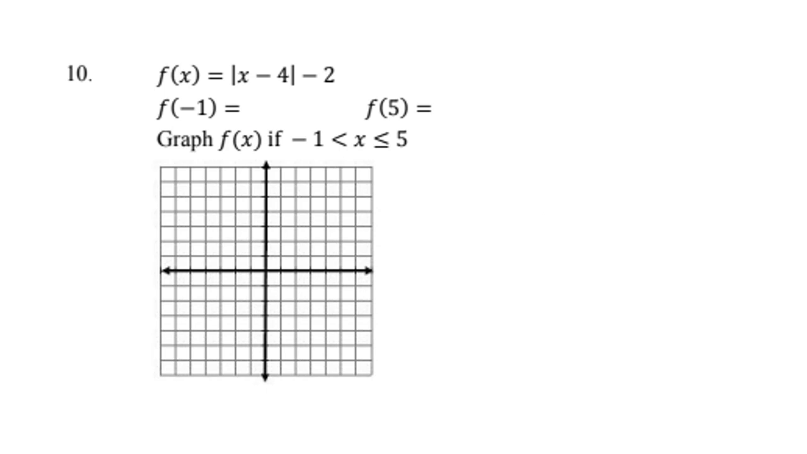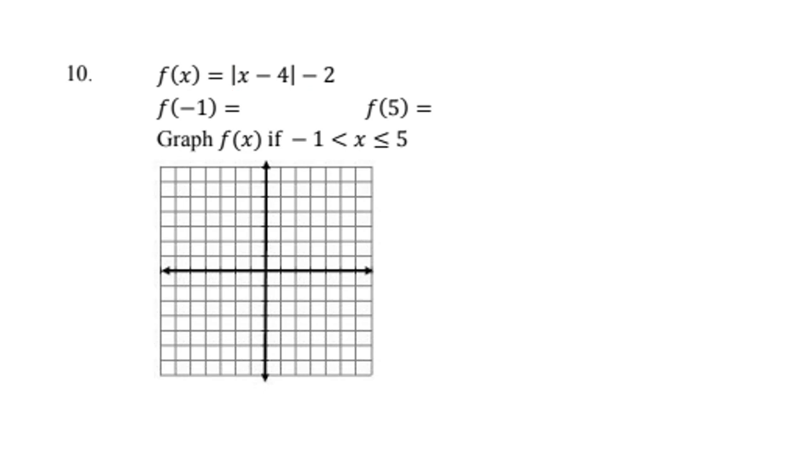Okay, so we're going to look at number 10 here. Same process that we just went through. First step, you look at this graph. We know it's domain restricted because we have that -1 is less than x is less than or equal to 5. Now, you look at this, right? We know f of x is absolute value of x minus 4 minus 2.